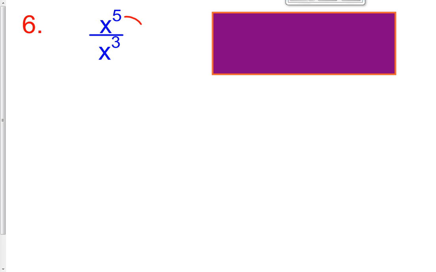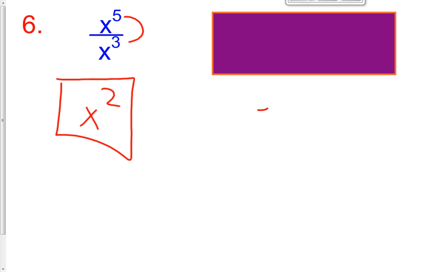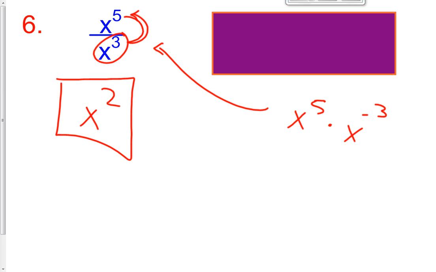So it's going to be 5 minus 3. So we have x raised to the 2nd is our answer for problem number 6. And we take 5 minus 3, we get 2, so x squared is our answer. Another way that we could look at this is if we have x to the 5th, we can now multiply it by x to the negative 3rd. We can bring this to the numerator, change the sign on the exponent, and now we're multiplying.